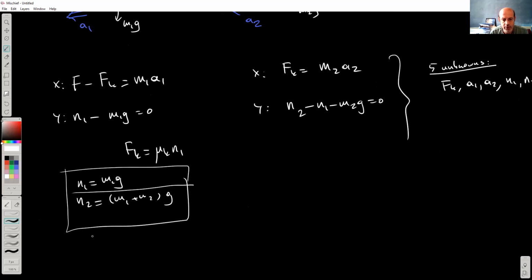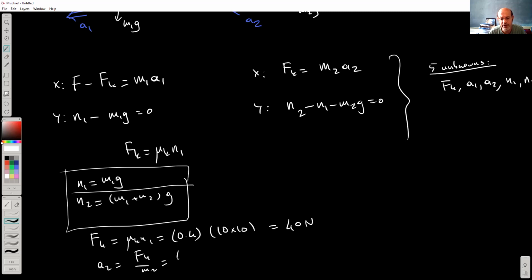Let's see. I know Fk. Fk is equal to mu k, which was 0.4. Mass is 10. Gravity is 10. So therefore, this is 40 newtons. Just like the static friction force, it's just a coincidence, obviously. So as a result, I can find a2. This is Fk divided by m2, so 40 newtons divided by 40. That's 1 meter per second squared.